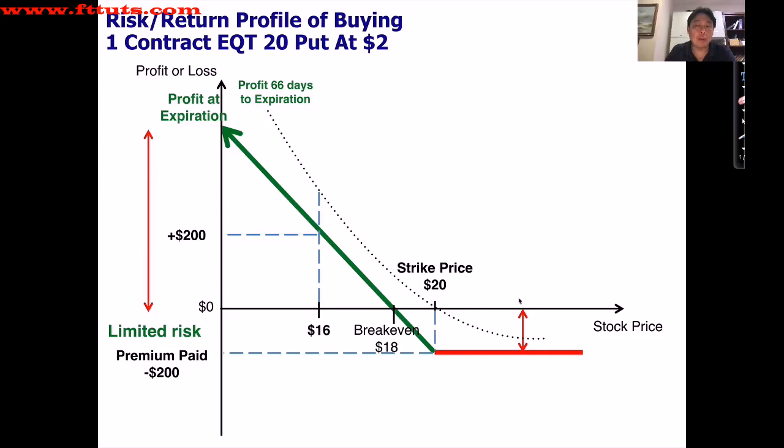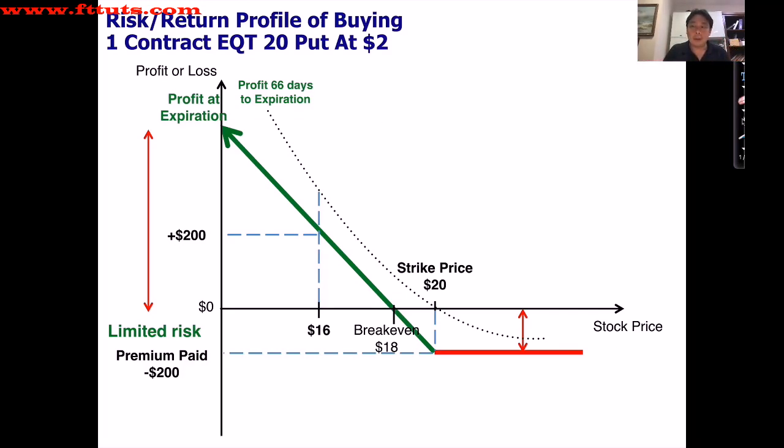So what would the risk to return profile look like? It looks something like that. So again, the first thing would be to draw your risk to return graph. You have got profit over there, loss over there on the y-axis. On the x-axis, you have got the stock price. So that's moving up, that's moving down.